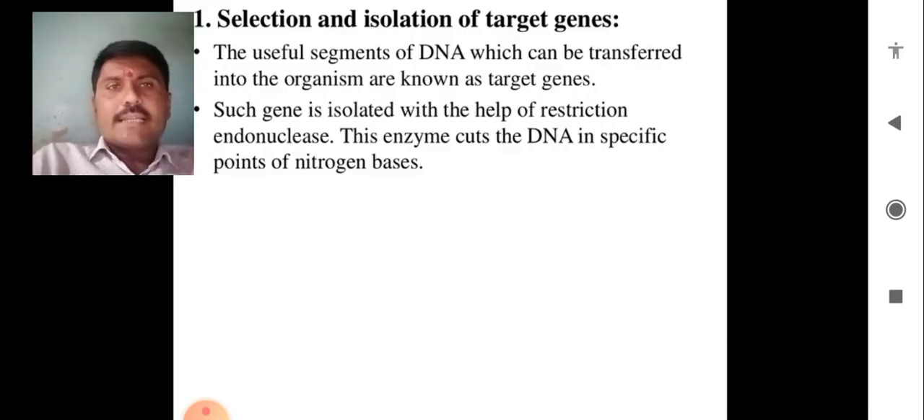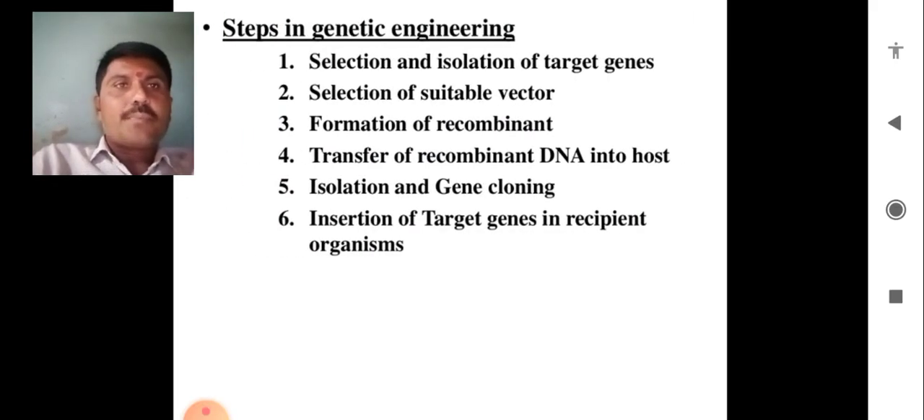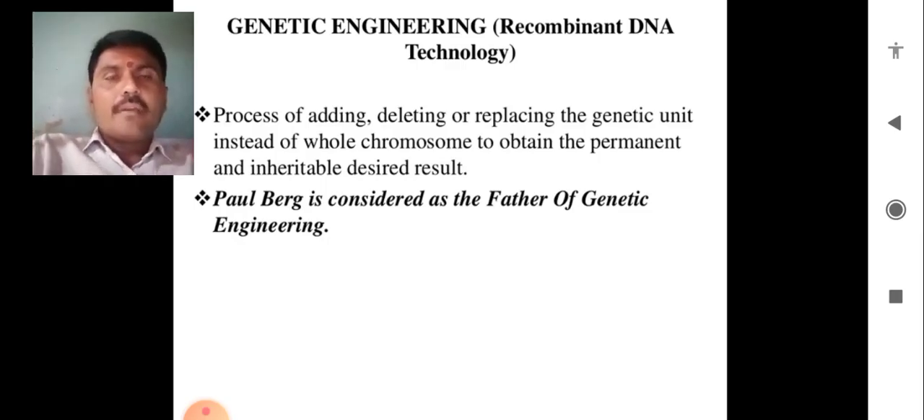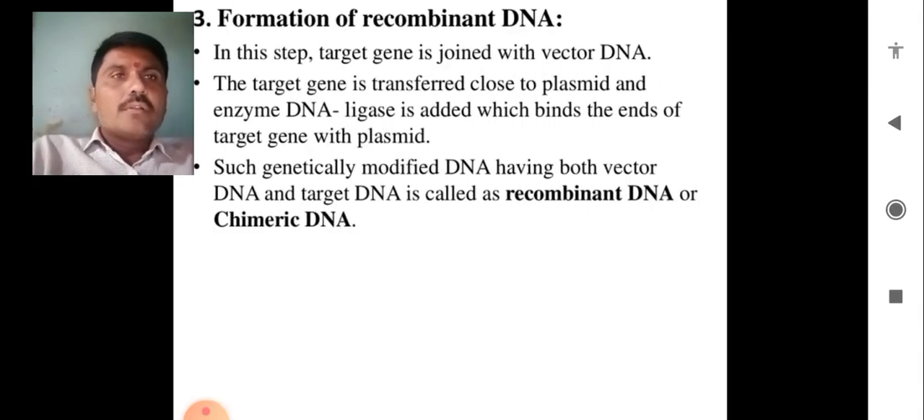Genetic engineering is the deletion, addition or duplication of the desired genes in a specific way. So this is the process in which we replace, add and delete the genetic unit from a whole chromosome. We saw there is a 6-step process which is followed in the insertion of the desired genes.